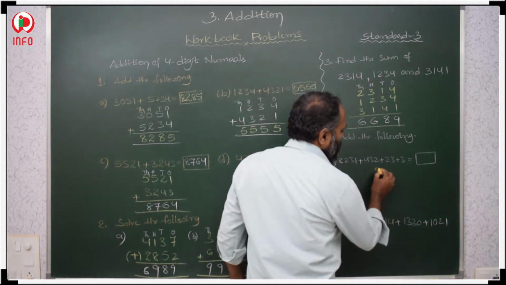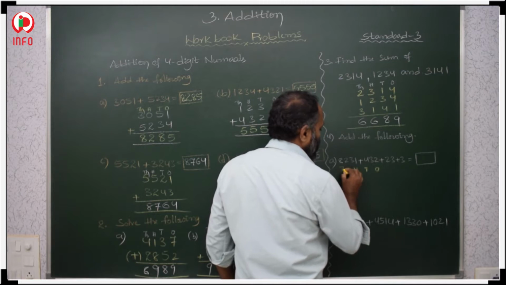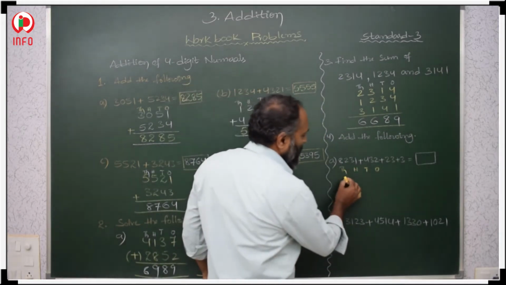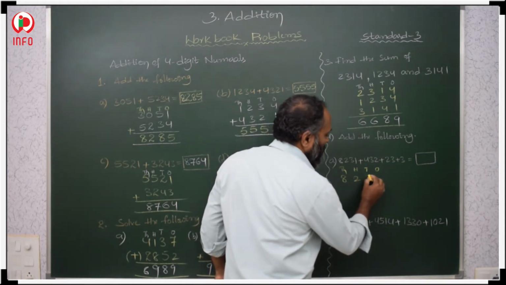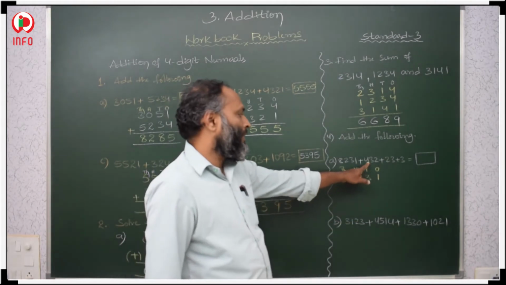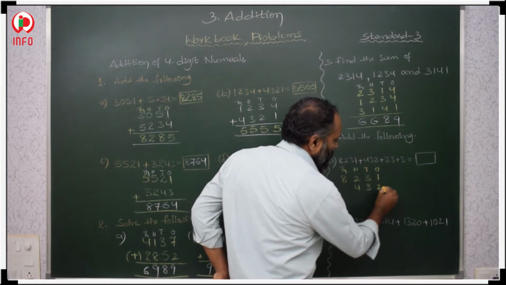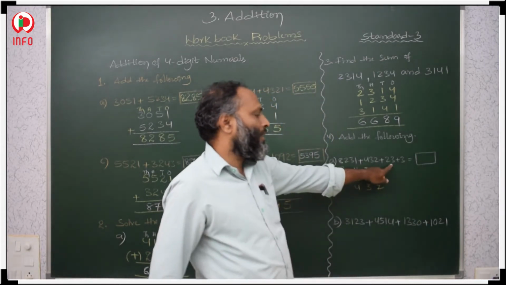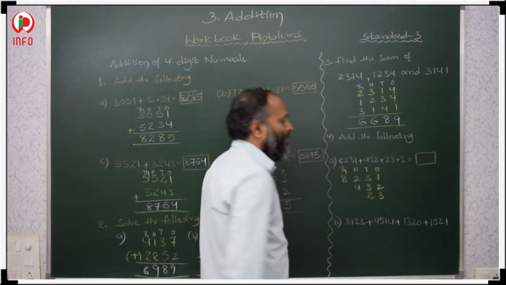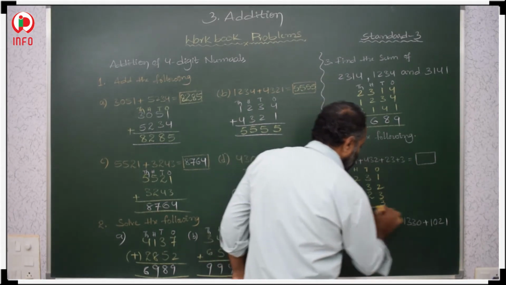Now here. First we take ones place, tens place, hundreds place and thousands place. First here 8,231. Next, 431 starts from the hundreds place. Next, 23 starts from the tens place. Next, the last is 3. Now we add.